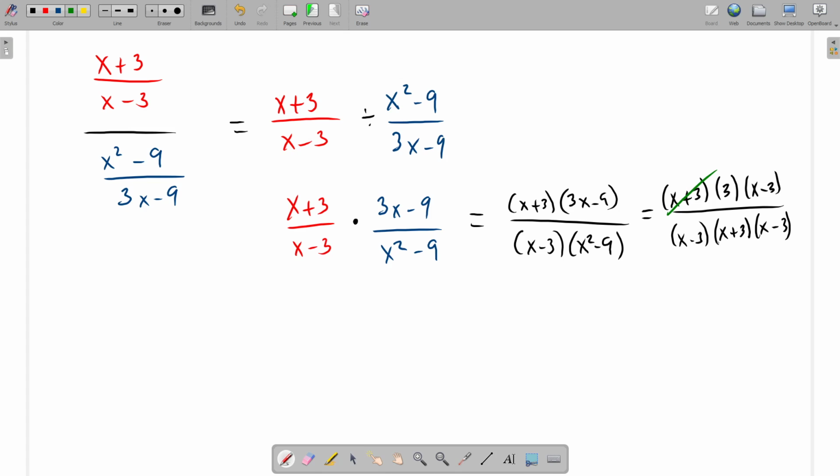Right? So there's an x plus 3 in both the top and bottom. There is an x minus 3 in the top and bottom, leaving us in a simplified form with 3 over x minus 3. Right? So compound fractions, specifically with rational expressions, look kind of daunting, but if we take it step by step and apply the skills that we've already learned, they're really not too difficult to deal with.